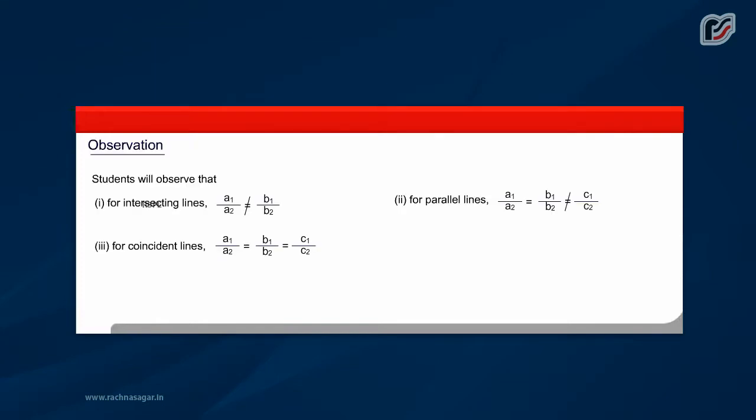Observation. Students will observe that first, for intersecting lines, A1 by A2 is not equal to B1 by B2. Second, for parallel lines, A1 by A2 is equal to B1 by B2 is not equal to C1 by C2. Third, for coincident lines, A1 by A2 is equal to B1 by B2 is equal to C1 by C2.